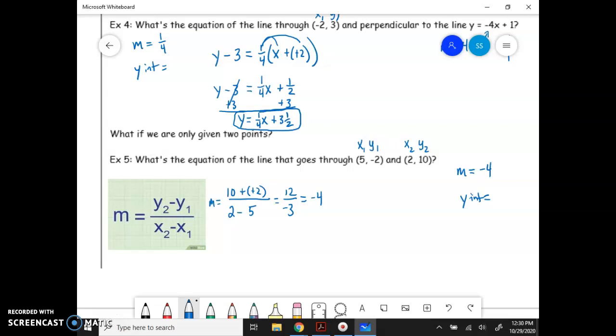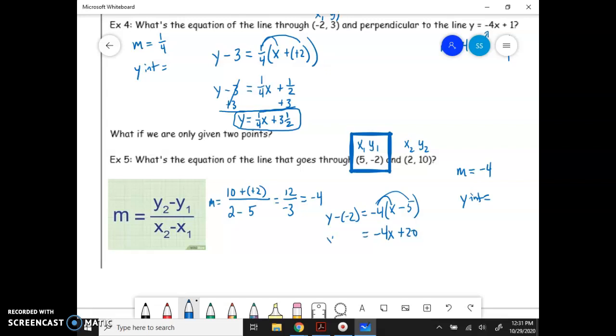And so now we still need to find our y-intercept. Okay, so we can just keep this point because we already labeled it x1, y1, and just plug it into our point-slope form. So we get y minus y1 is equal to m, which we just found is -4, times x minus x1, which is 5. And we can just go ahead and solve this. So we distribute this out. We get -4 times x, that's -4x. -4 times -5 is +20.